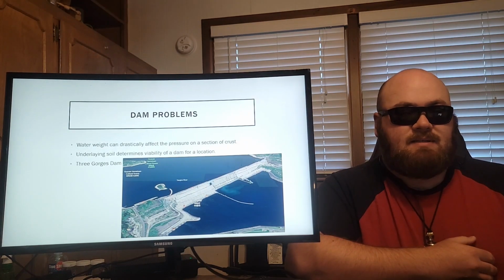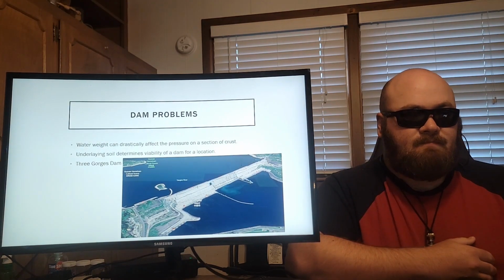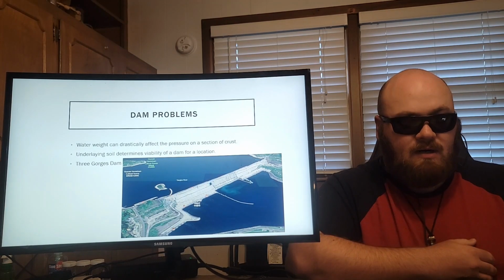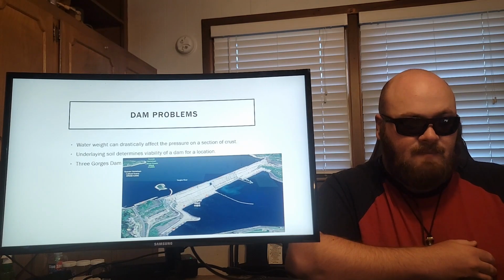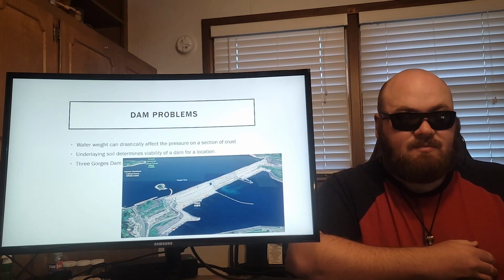Up first is dam problems. Many issues can arise from the construction of a dam, some that are more obvious like stagnant water, flooding of local habitats, and the like, but the containment of water can introduce unforeseen geological issues. Water is heavy. It's about 8 pounds per gallon. Many of the reservoirs contain millions of gallons of water capacity, if not more.